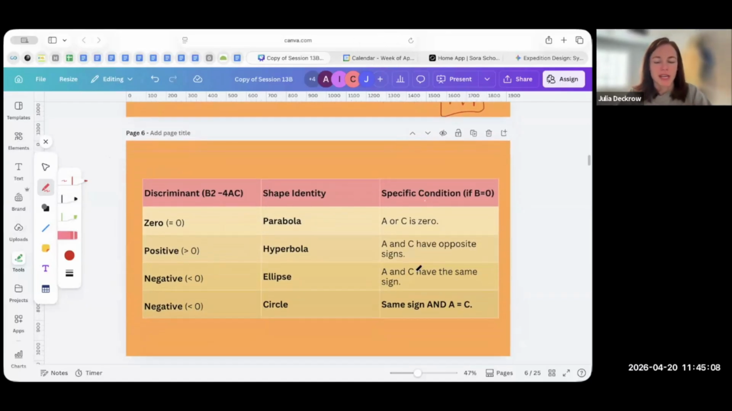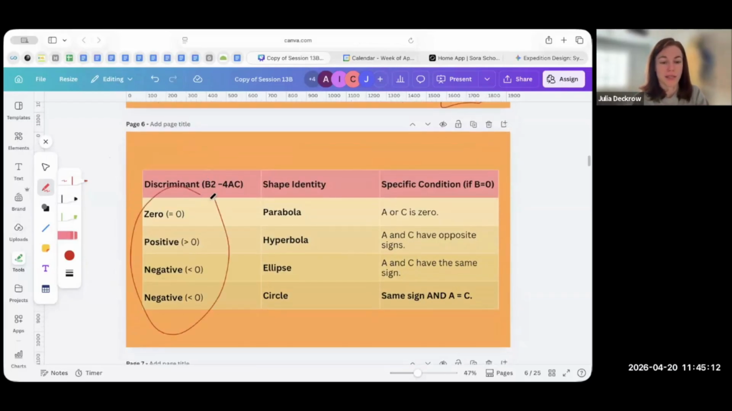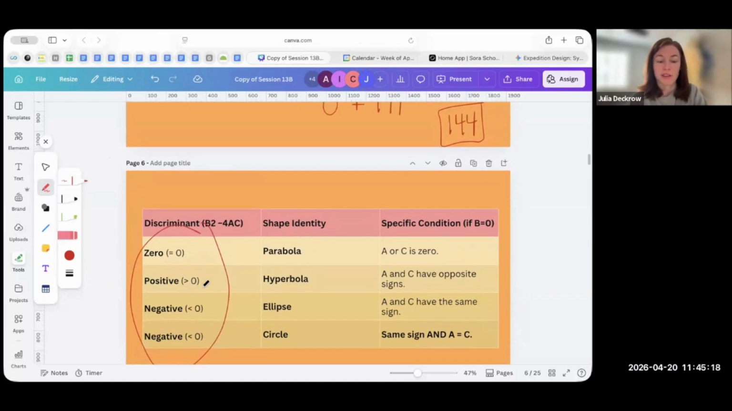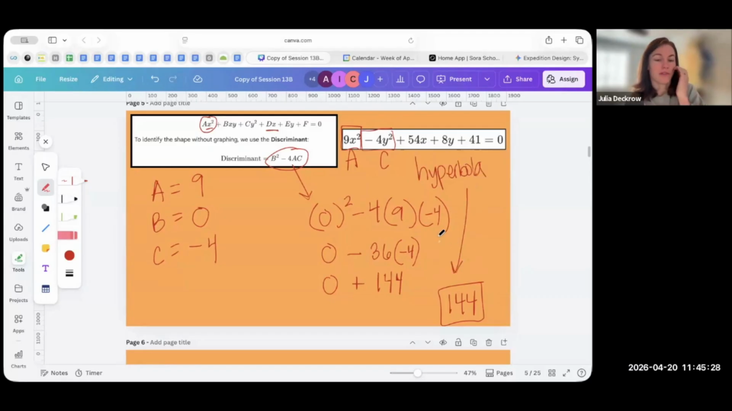You go over to your chart, and 144 is which one of these, right? So is it 0? Is it equal 0? No, obviously 144 is not the same as 0. Is it positive, meaning greater than 0? Yes, it is. That means that this would be a hyperbola. That's what the 144 tells us.